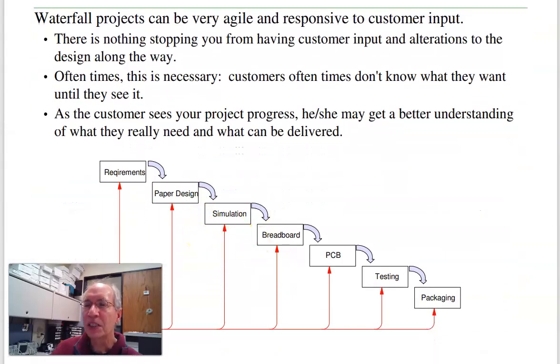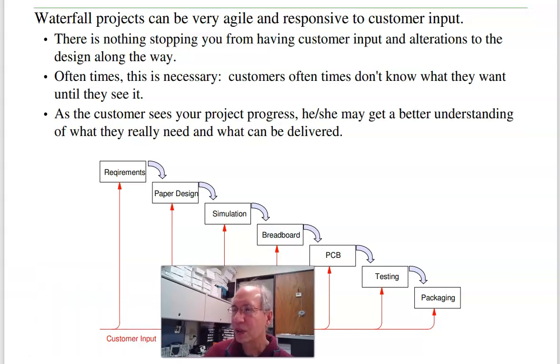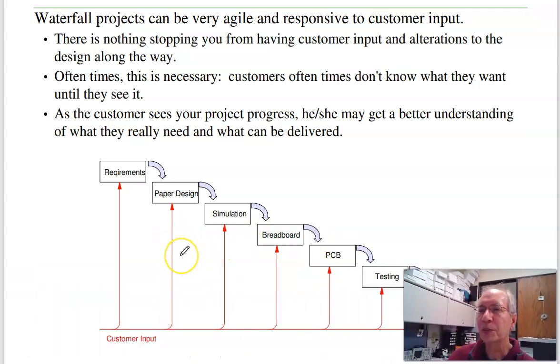Now, Design 1 doesn't have to be open loop. I can get customer feedback along the way. That's kind of an agile type of project management. I can get customer feedback or input at the requirement stage, the paper design, simulation. I could be modifying the design as I go along with customer input. That is an option.